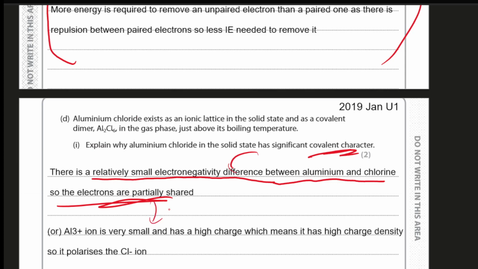Or you can talk about it in polarization terms as well, where you can say that since aluminum has a smaller ionic radius, it will have a higher charge density. That means it can more easily polarize chloride ions. This is the reason why aluminum chloride, due to the greater polarization happening, has a significant covalent character.